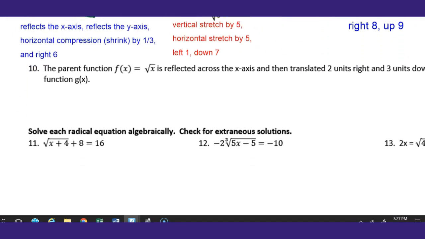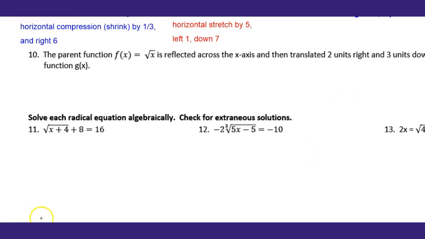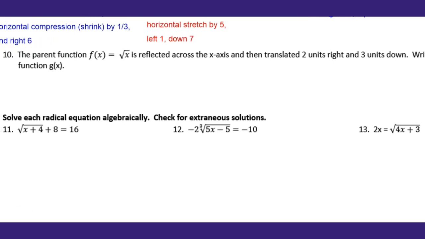Now let's jump down to number 10. Number 10 says the parent function, the square root of x, is reflected across the x-axis and then is translated 2 units right and 3 units down. And then: write the function. So I'm going to call it g of x since f of x is the square root of x, since it's a transformed function.